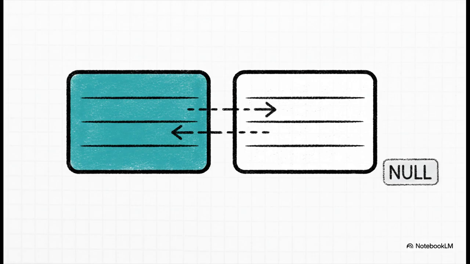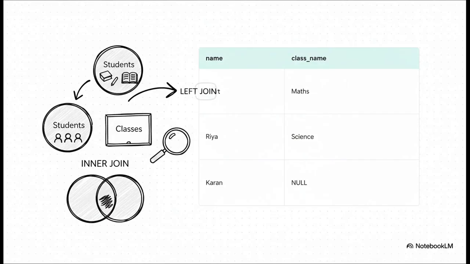The key is, no one from that first table gets thrown away. So let's see it in action. We run a left join on our tables, and look at that. Karen is back in our results. Now, since he didn't have a match in class, the class name for him is just no. And this just brilliantly shows the difference. An inner join is for finding only the intersection of your data. A left join is for enriching one data set with info from another, without losing anybody from that first group.